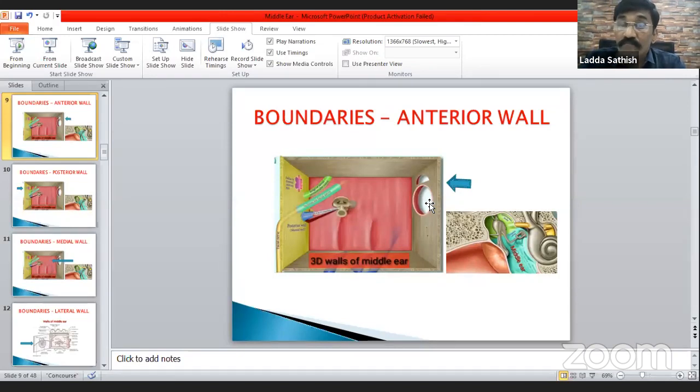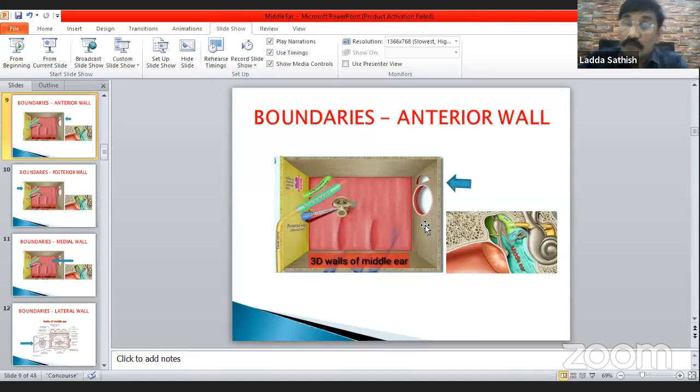There is one muscle, which is the muscle for tensing the tympanic membrane, so that the tympanic membrane can get tense at a place, and that muscle is called the tensor tympani muscle. So this is the place for that.